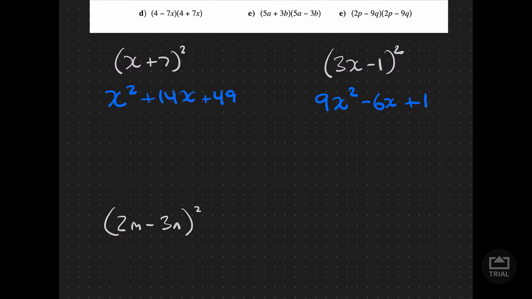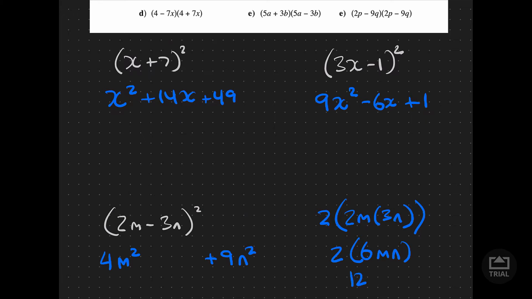Okay, and let's do the last one, which is 2m minus 3n all squared. So this one's a little bit more complex, but let's deal with the first and last terms first. So 2m squared is basically 2m times 2m, which is going to be 4m squared. The last term is negative 3n. So negative 3 times negative 3 is positive 9. And n times n is n squared. Now, the middle term is found by going 2m times 3n, and then doubling that. So if we take the inside of these brackets right here, 2m times 3n gives us 6mn. And then what do I need to do? I need to multiply that by 2, which is going to give me 12mn.